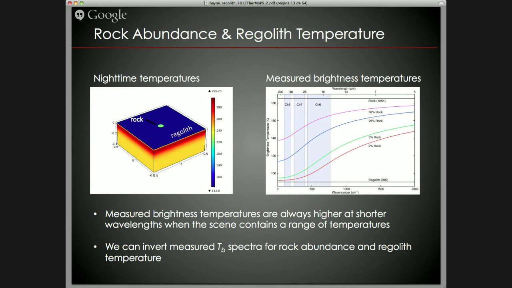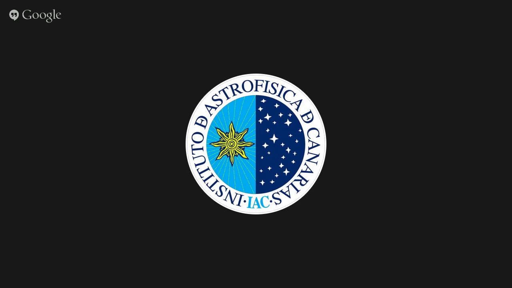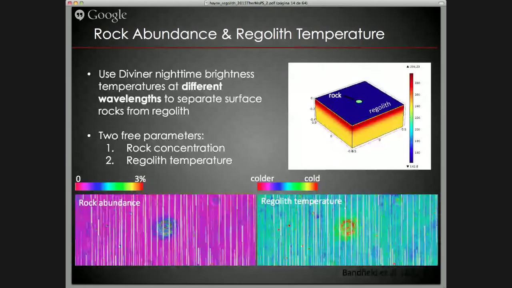Here's how this looks. So basically we actually use 3 different wavelengths for this case. We measure the brightness temperatures and then derive the rock concentration and the regolith temperature. So we fix the rock temperature, and then our 2 free parameters are this rock concentration in terms of a fractional area within the field of view, and the regolith temperature. That's kind of the background temperature, the blue stuff here.